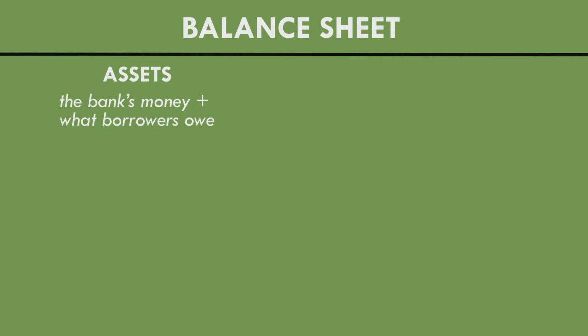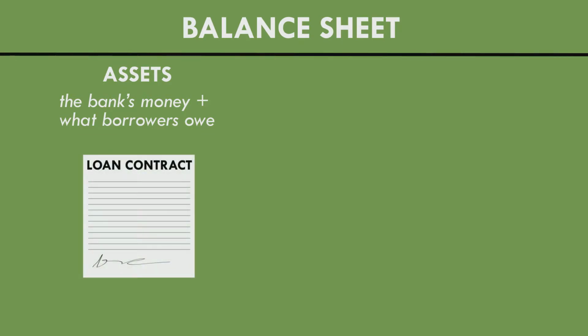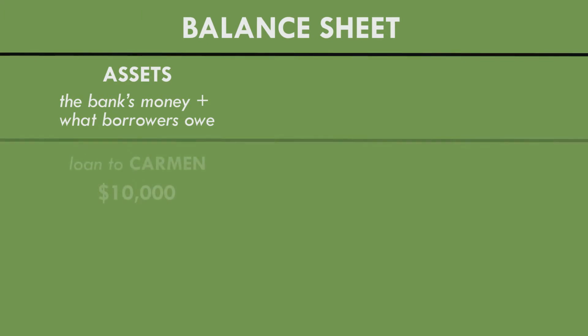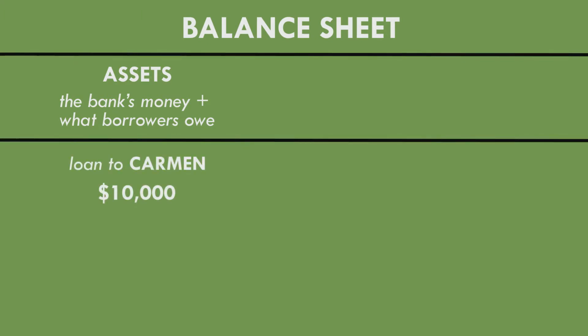How can you own a loan? Well, if someone signs a contract promising to pay you money, then that contract is worth something, so it's considered an asset of the bank. In the case of Carmen, the contract that she signs promising to pay the bank $10,000 plus interest over the next few years is considered to be worth at least $10,000 to the bank. So the bank puts an extra $10,000 on its balance sheet like this.